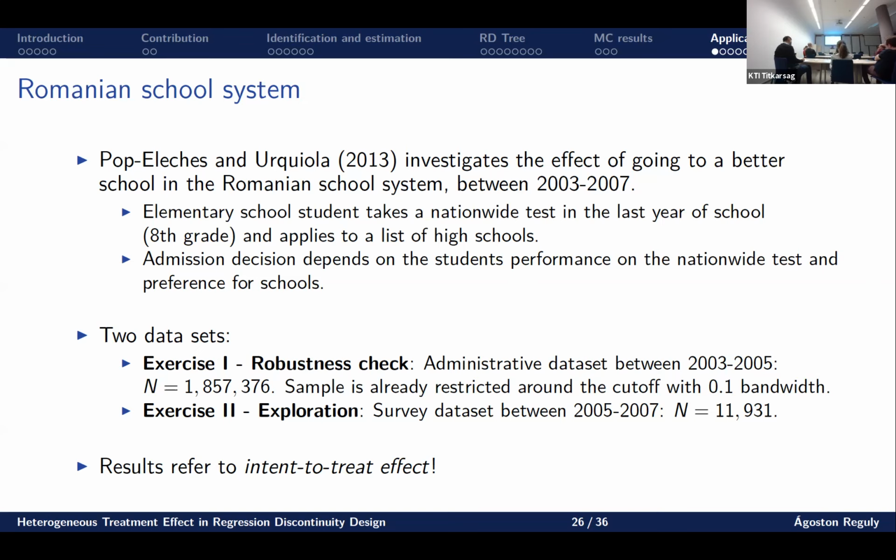And I'm going to show you two exercises. The first one is the robustness check for the heterogeneity analysis that they are doing, and I'm going to compare their ad hoc heterogeneity analysis versus my method. And the second one is using the survey data set, where I would like to show how my algorithm works if you have many covariates. The results refer to the intent to treat effects, so this is how you should think about the results.